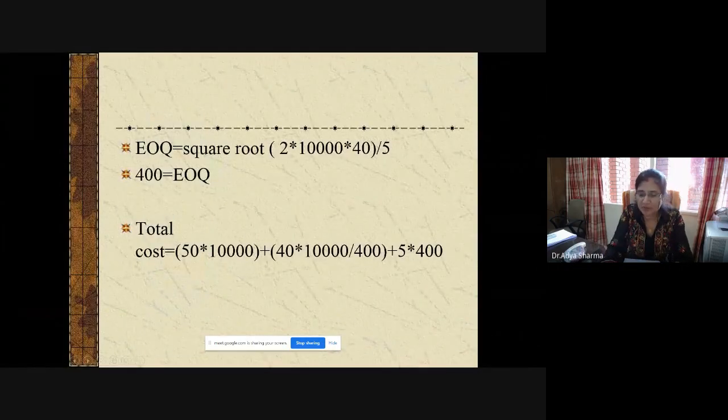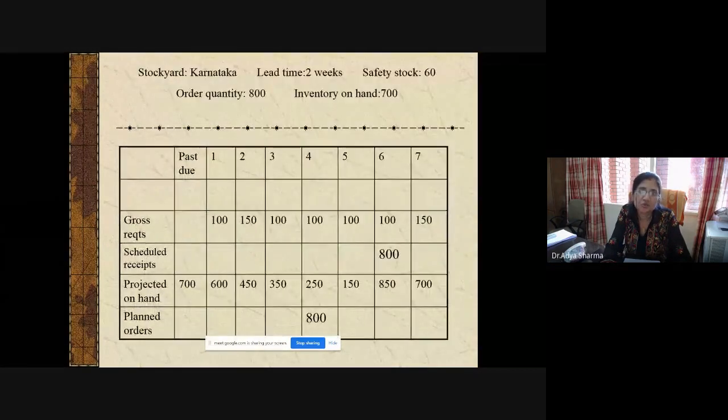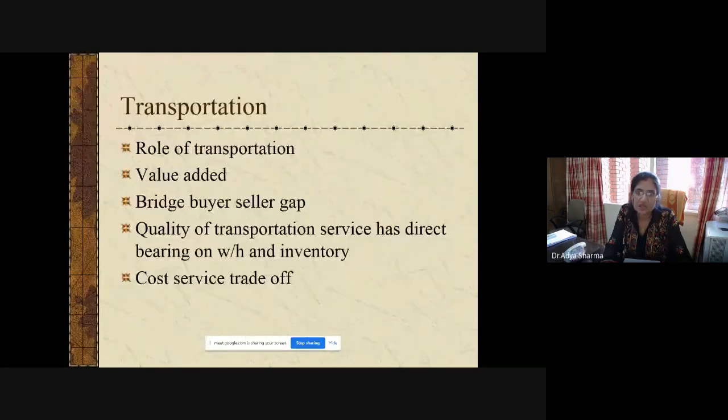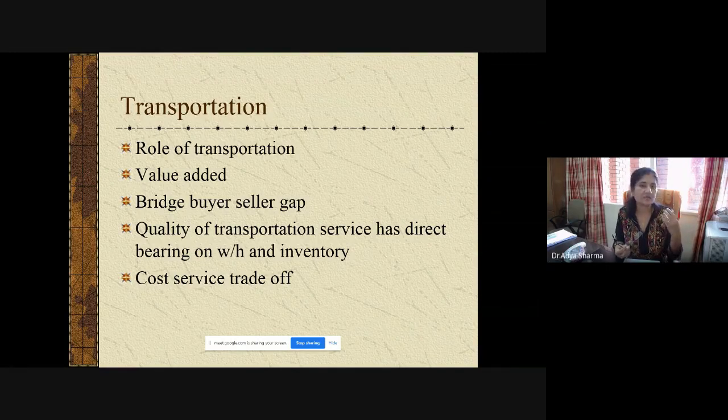Okay? So this was about the economic order quantity, but when we are talking about logistics management, it's not just inventory. There is a third thing also, which is called transportation. When we are talking about transportation, what I have for you today is the economic survey of our country to help you understand the importance of logistics management. In very simple language, transportation comprises airways, roadways, railways, waterways, and of course, a combination of one or more.